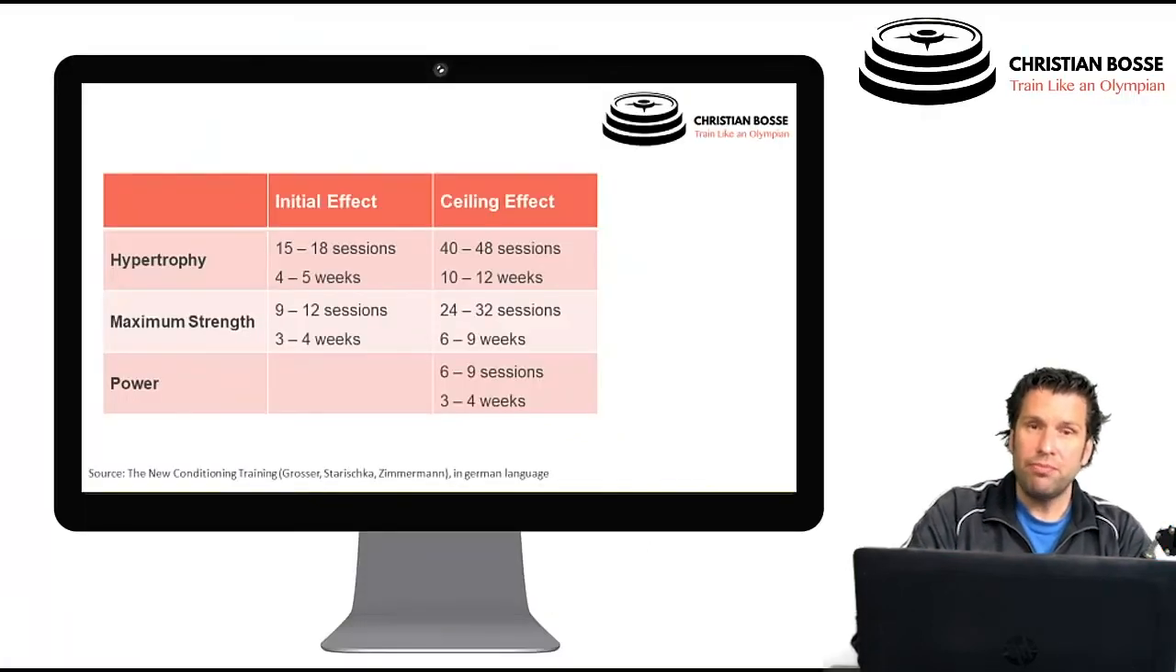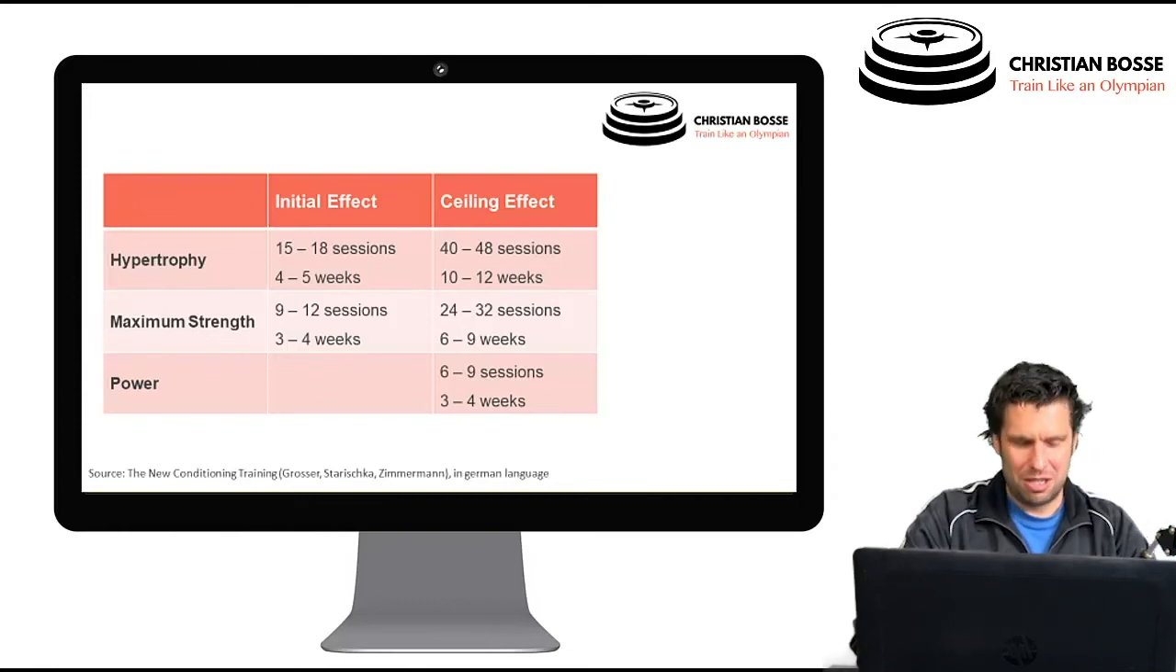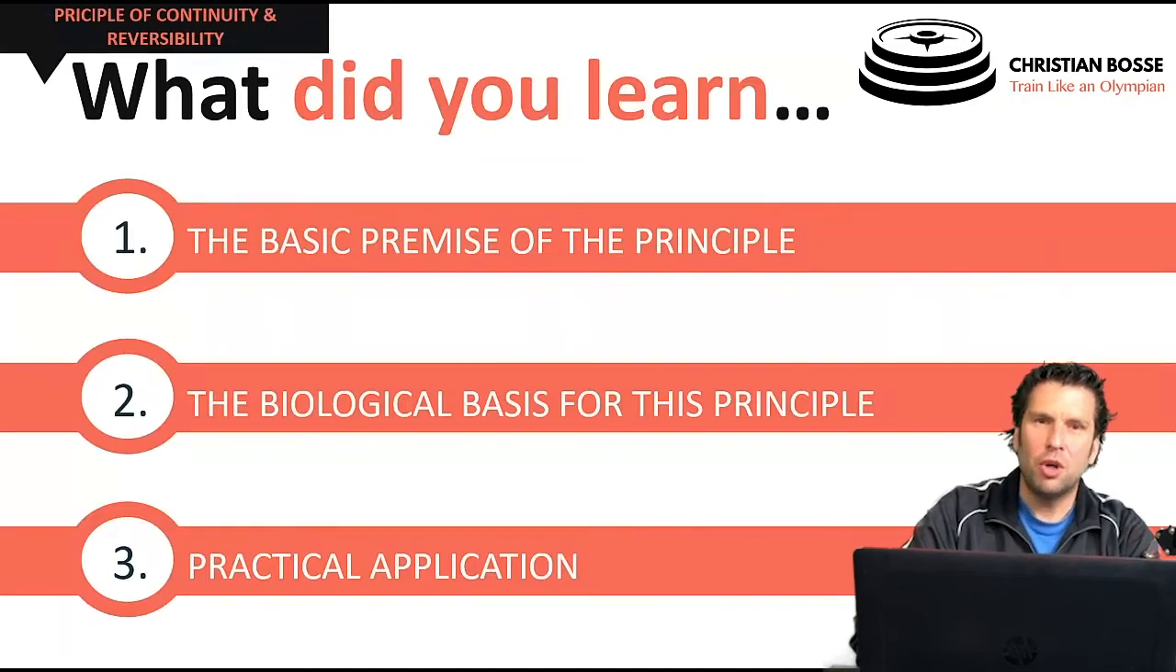And in that course, I also outline guidelines. Again, it's not written in stone because it depends on multiple factors, but these are guidelines. When do you have the initial effects when you train for hypertrophy, maximum strength or power, and when do you have the ceiling effect? So with this information, you basically know when you have to change a varied stimulus, when you have to change the training stimulus. So what did we cover?